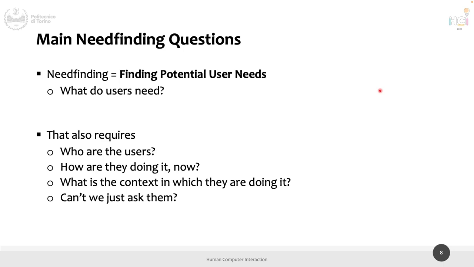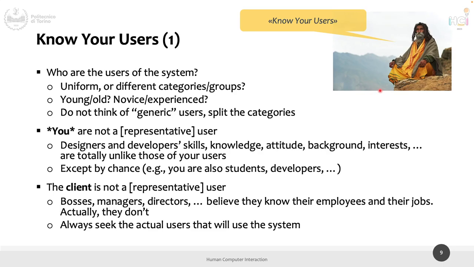And then the last one is, can we just ask them? But clearly no, because if we just ask them, what do you need? We come up with an answer like a faster horse. So wants, not needs. So these are the three things again to keep in mind. So about people, it's less simple than it appears.